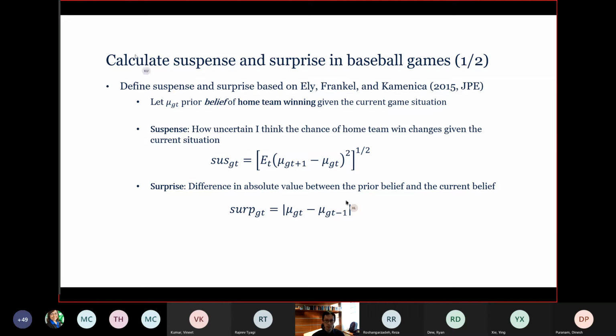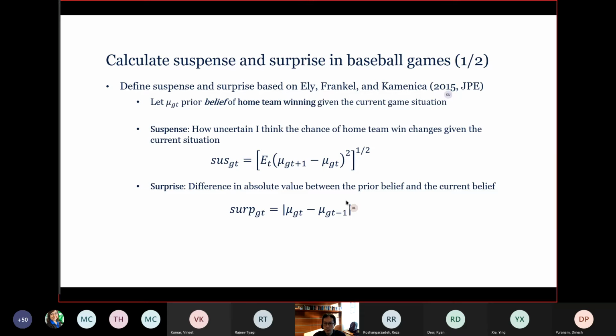Okay, great. Using this baseball data, we're going to first estimate suspense and surprise. How do we estimate suspense and surprise from the data? We're going to closely follow the seminal paper by Ely, Frankel, and Kamenica, JPE 2015. This is a theoretical paper about Bayesian persuasion, but they have an empirical section in which they estimate suspense and surprise for different situations like tennis, presidential elections, et cetera. We closely follow their definition of how to calculate and estimate suspense and surprise.